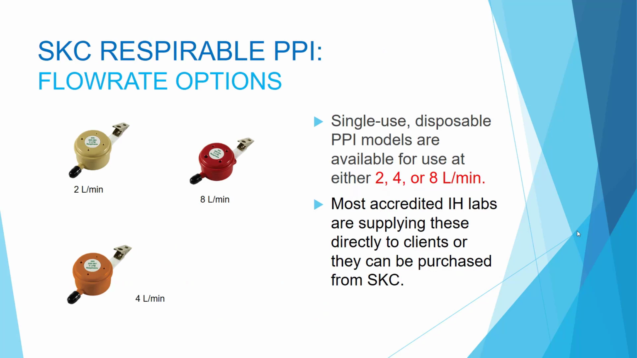Single-use disposable PPI models are available for use at either 2, 4, or 8 liters per minute. The choice of flow rates allows you to choose the best sampler based on your sample times and expected concentrations. Most accredited IH labs are supplying these directly to clients, or they can be purchased from SKC.